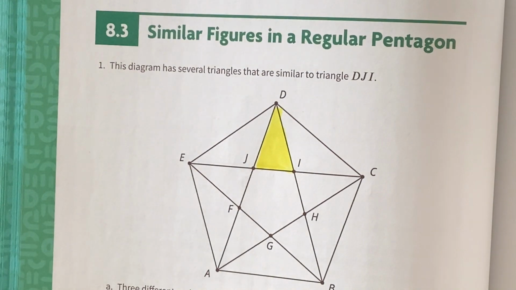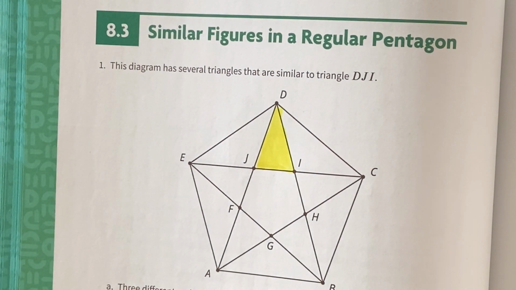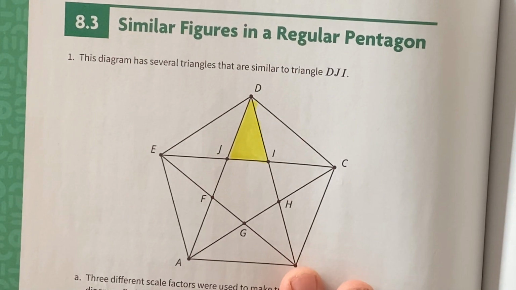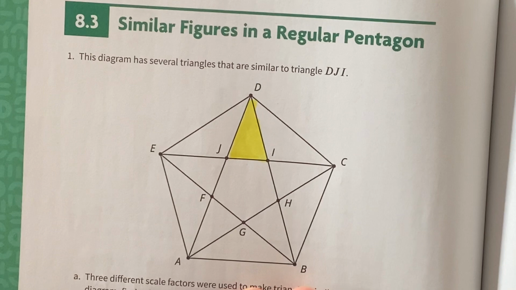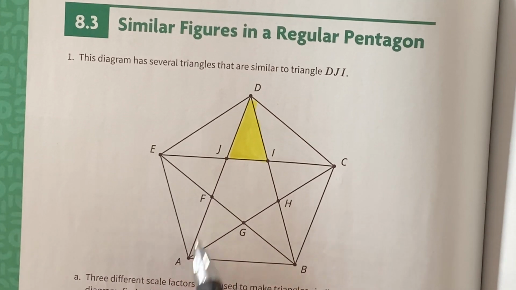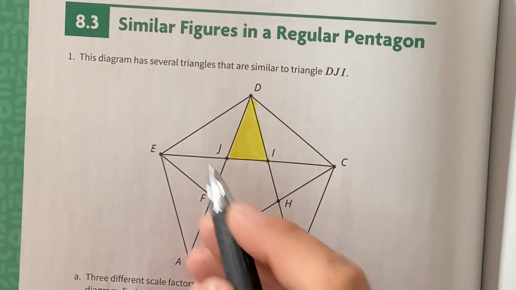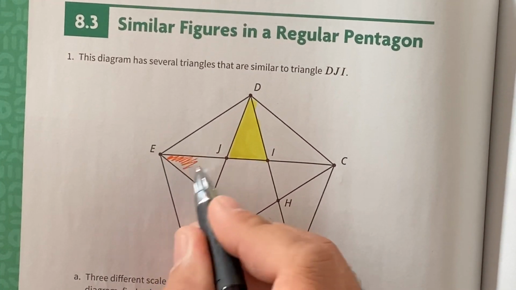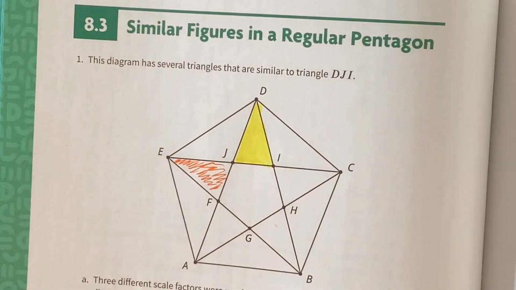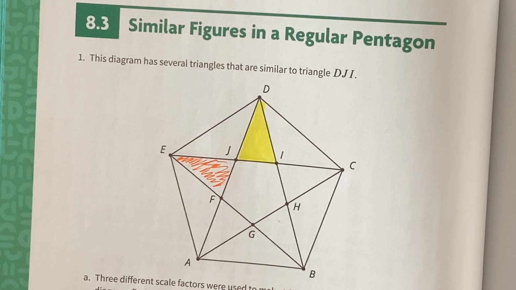The easiest scale factor would be a scale factor of 1, right? Exactly the same. Do you see any triangles that are the same there? JEF, this triangle right here. You could say this triangle, you could say this triangle. Any of these would be a scale factor of 1, that's the same size. So there's one scale factor.